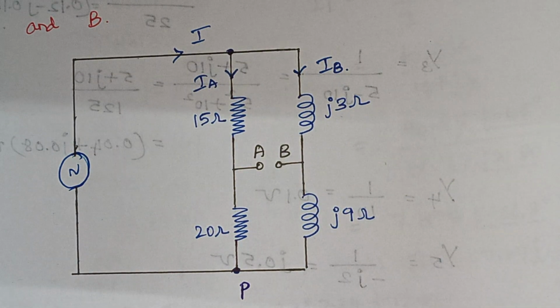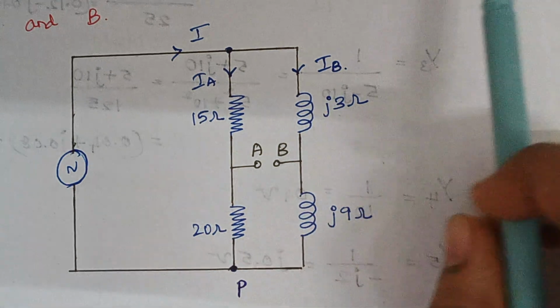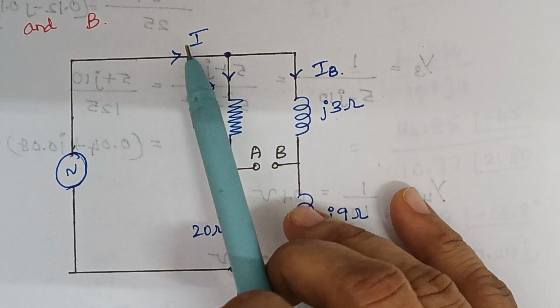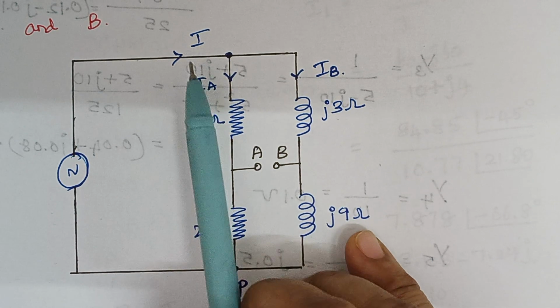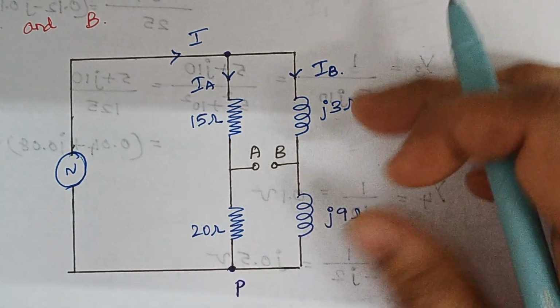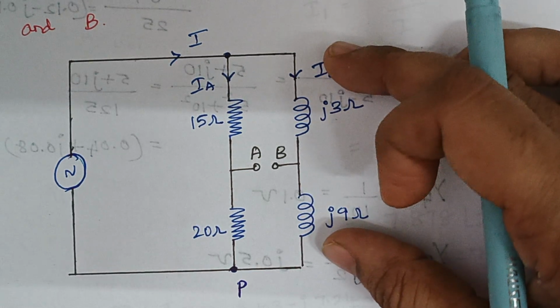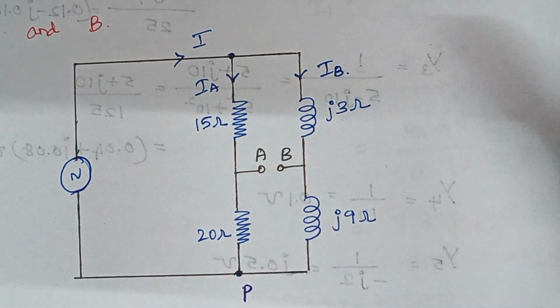Initially we start by calculating the values of currents IA and IB by using the current division formula. Just to refresh, IA is given by the total current I multiplied by the opposite impedance. We are calculating IA here, so the opposite impedance is ZB. So IA is total current I into opposite impedance divided by the total impedance.